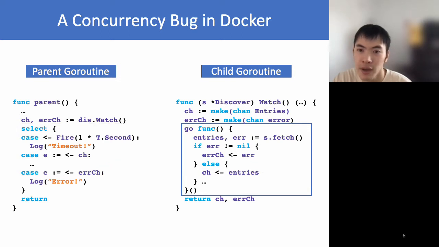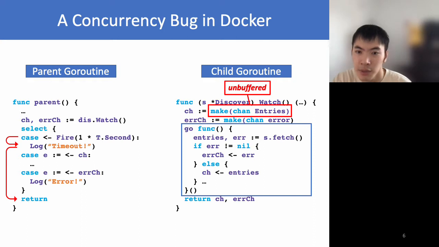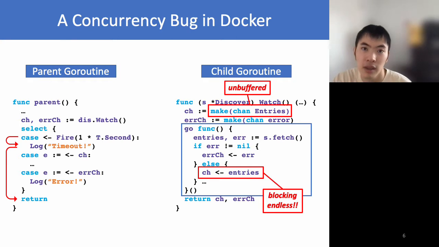If the message from the timeout comes earlier, the parent goroutine merely logs the timeout and then returns from the current function. After that, no other goroutines have references to the two returned channels, and thus no goroutines can receive messages from the two channels anymore. Both of the two channels are unbuffered. A sending operation on them does not proceed until another goroutine receives a message from them. Therefore, in this scenario, the child goroutine blocks at one of the sending operations endlessly, causing a blocking bug.